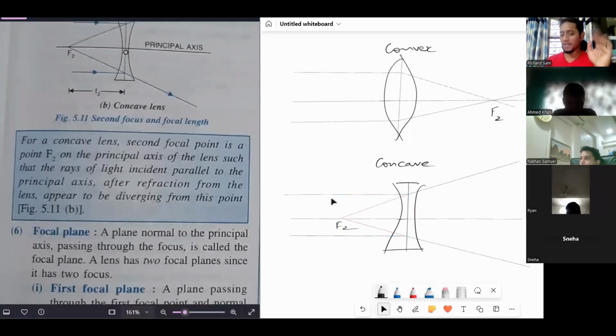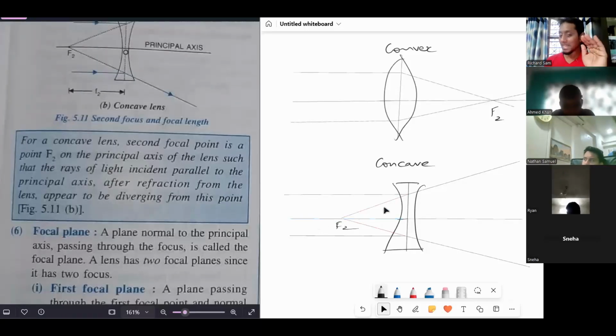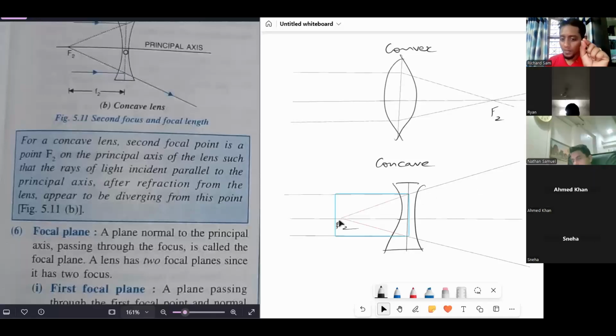See, that's the difference. The incident rays are parallel to the what? Principal axis. And after refraction, what happens to these rays? They diverge. As if they're diverging from where? From that point. That point is called the second focal point. Is that clear, everyone? Is it clear?